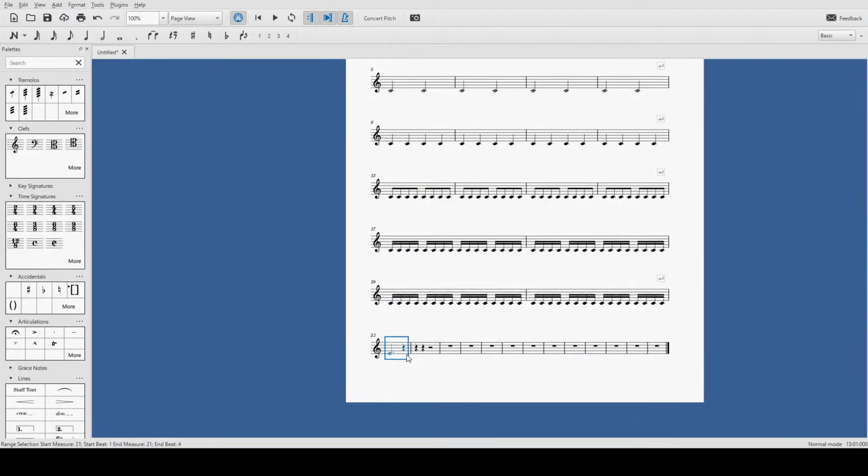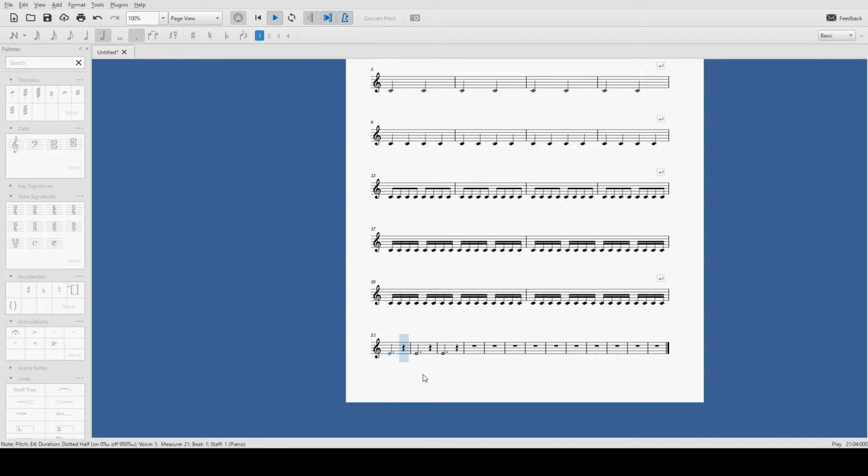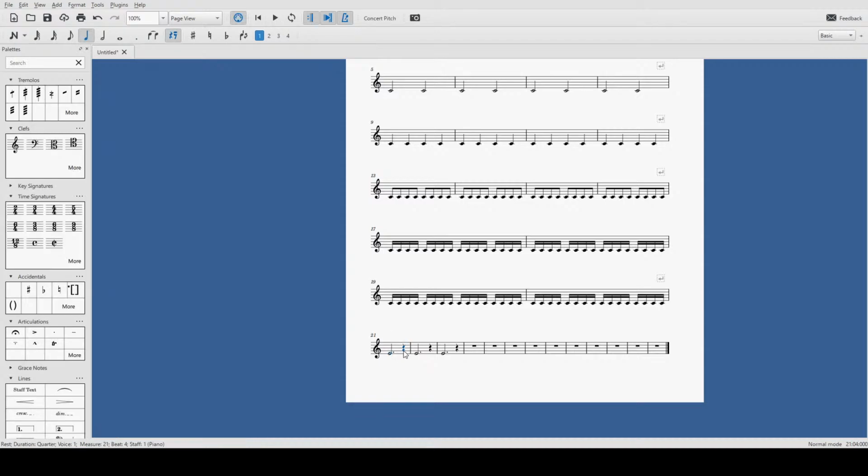Then we have this, the dotted half note. It's like 3 counts. And then this one will be rest or a note. Okay? So that's dotted half note. There's also dotted quarter notes. I'll cover it right now. There is a dotted quarter note.